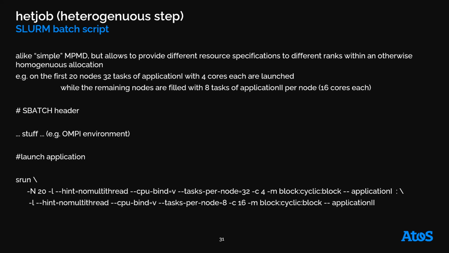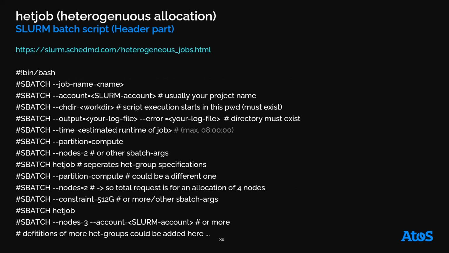And then there is the heterogeneous allocation, and this is the first time we actually touch the header of the sbatch. And here you can specify multiple different resource specifications separated by the #SBATCH hetjob delimiter.